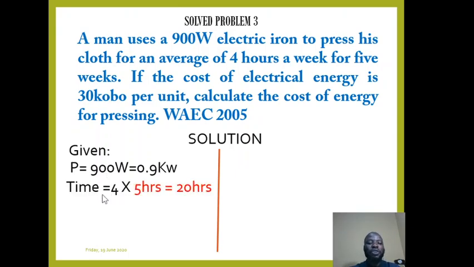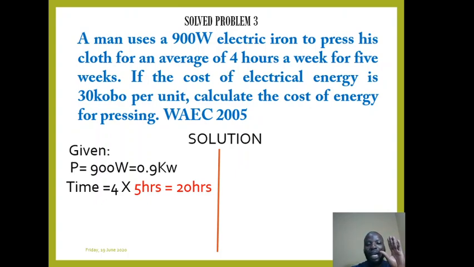Then the next thing we have is the time. The question mentions that the man uses this iron to press his clothes for 4 hours in a week, and he uses this iron for how many weeks? For 5 weeks, not daily. So in 1 week he used 4 hours, second week 4 hours, third week 4 hours, fourth week 4 hours, then the fifth week 4 hours as well, making 5 weeks.